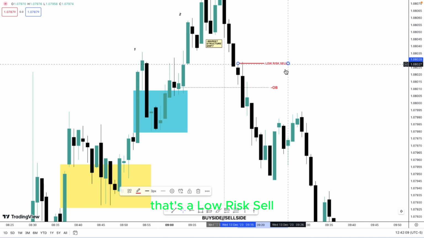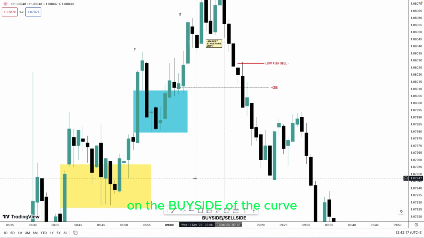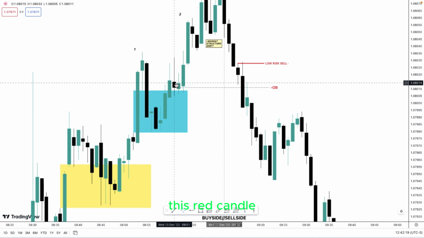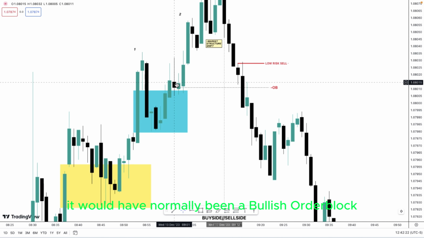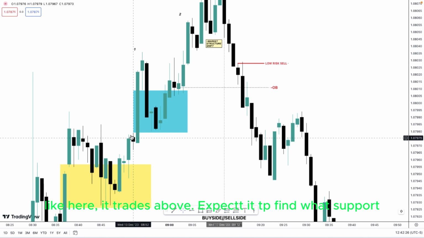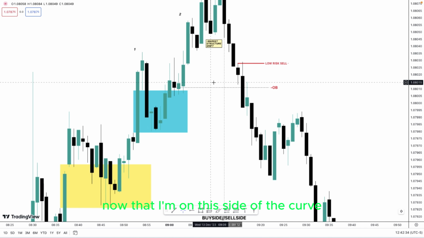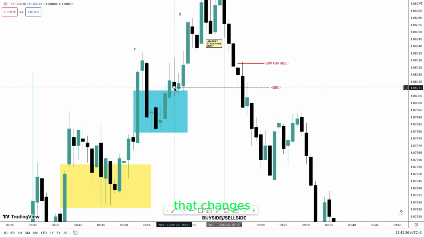That's a low risk sell right there. Now, on the buy side of the curve, this red candle would have normally been a bullish order block. Like here, trades above, expected to find what? Support. So it would have normally been a bullish order block. Now that I'm on this side of the curve, that changes.